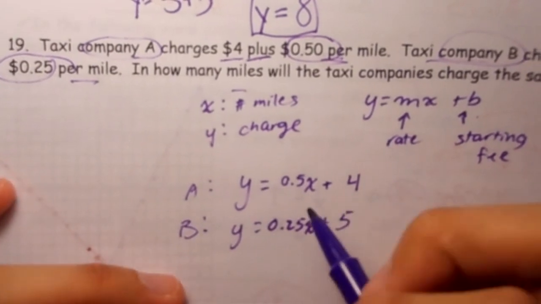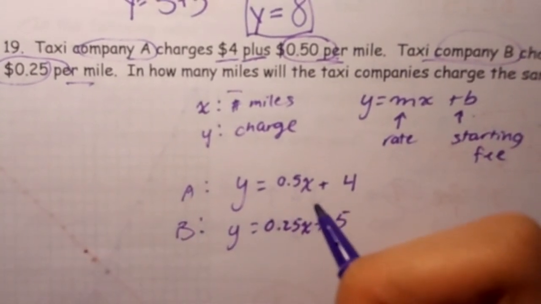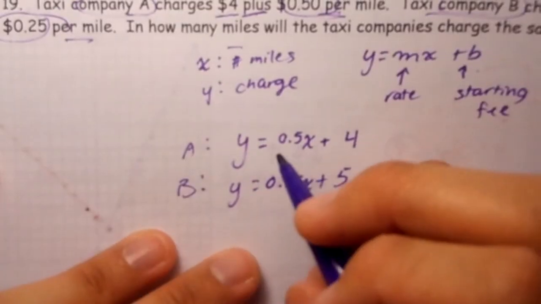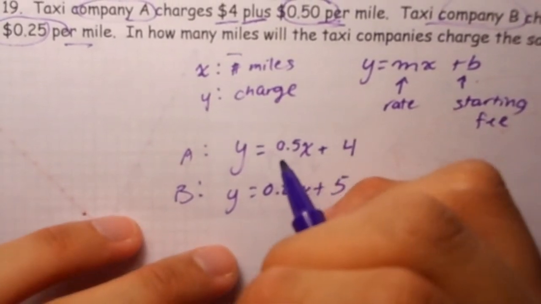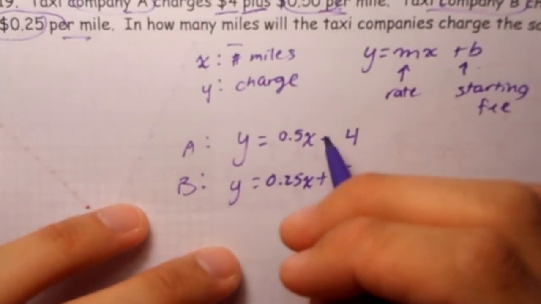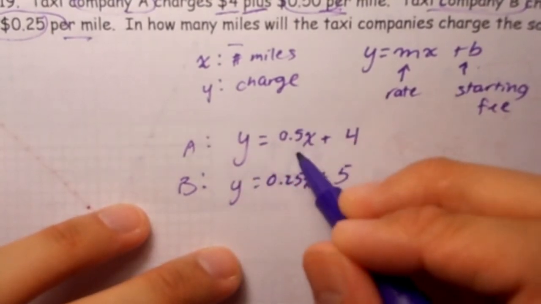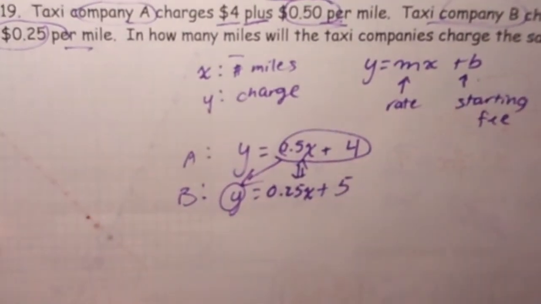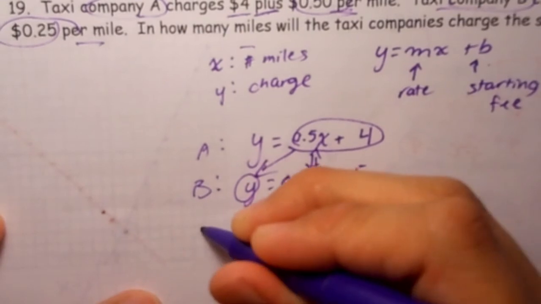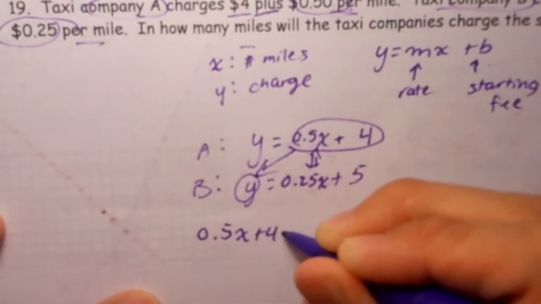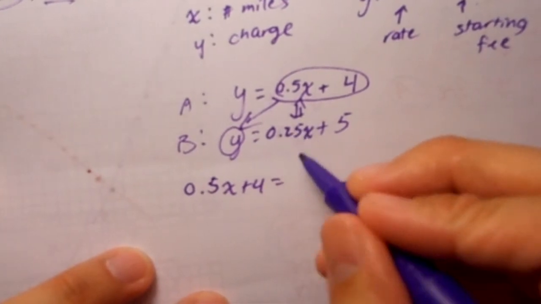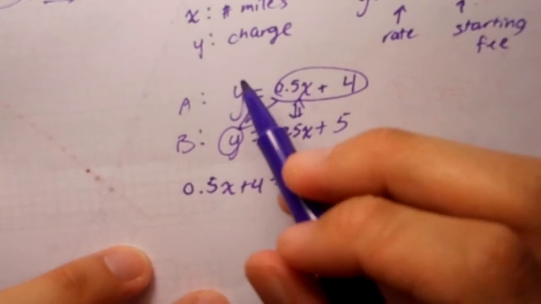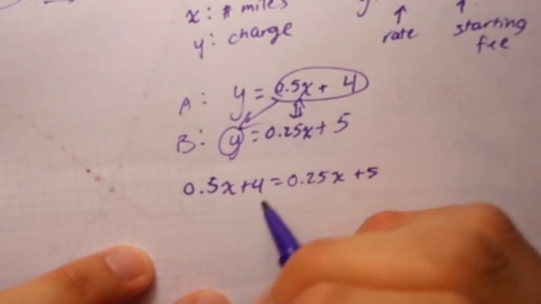So we want to find the point of intersection between these two lines. At some point, company B will actually be cheaper than company A. The best method for this setup is just substitution. And if two quantities are equal to the same thing, that means they are equal to each other. Again, we're just going to use substitution. Set them equal to each other because they're equal to the same thing. So 0.5x plus 4 equals 0.25x plus 5. They're equal to the same thing, which is y. So they're equal to each other.